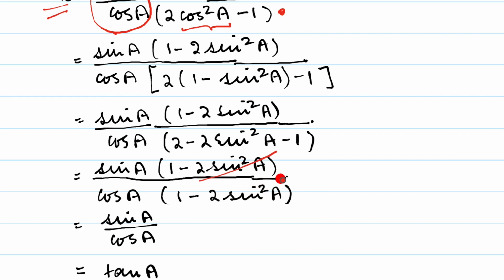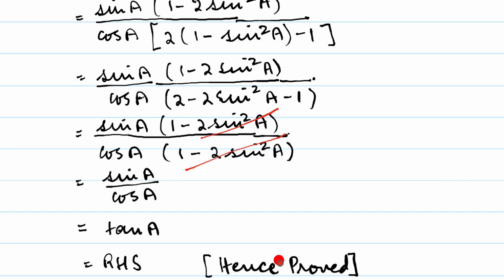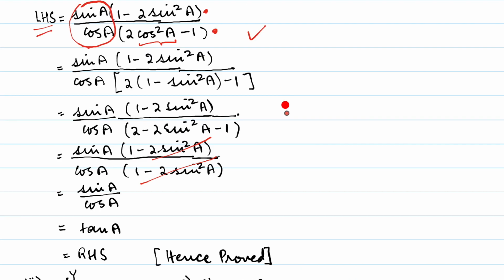And you can see that this bracket is getting cancelled, leaving sin A upon cos A, which is tan A. Now what is tan A? That is your right hand side. And so we say hence prove. This one over here and this one getting the answer right, that will be giving you your 2 marks.